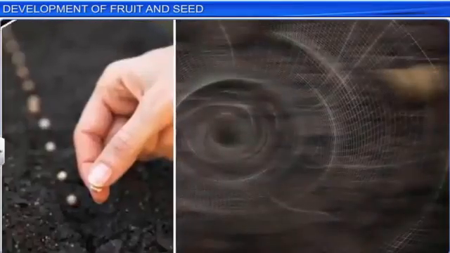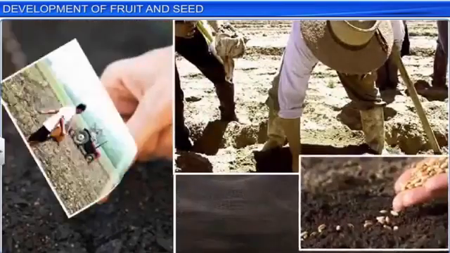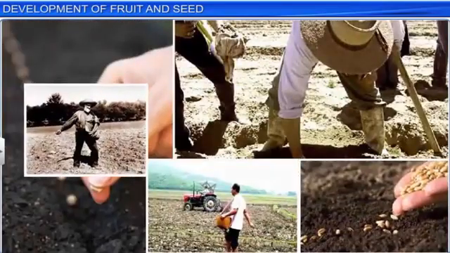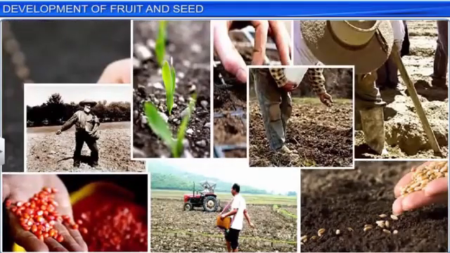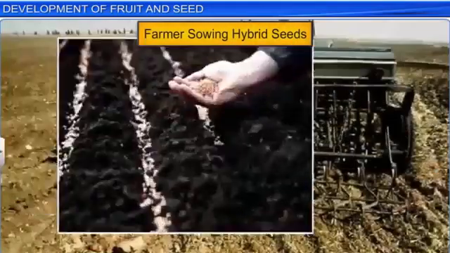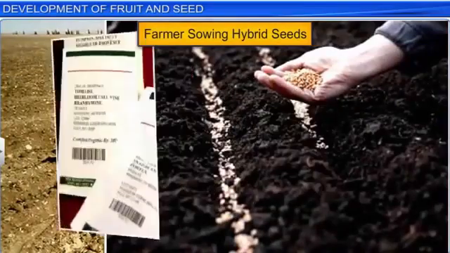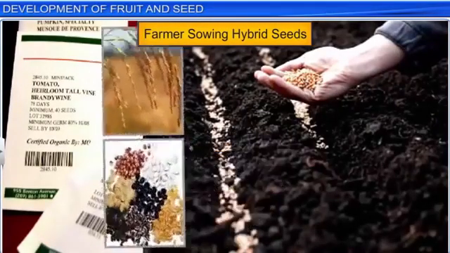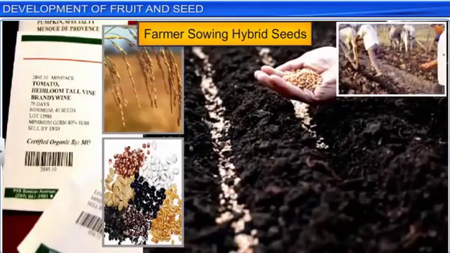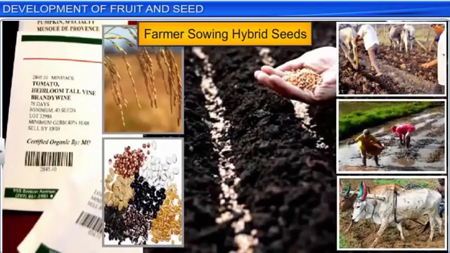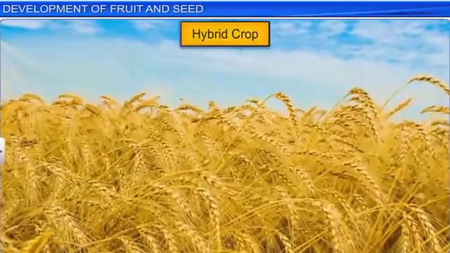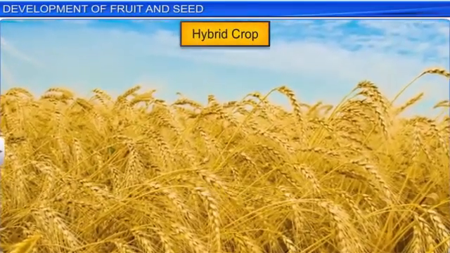Seeds, which help in the propagation of angiosperms, also form the crux of agriculture. Interestingly, farmers in recent times have started using hybrid seeds developed through artificial cross-pollination techniques. These seeds guarantee increased productivity and superior crop quality.